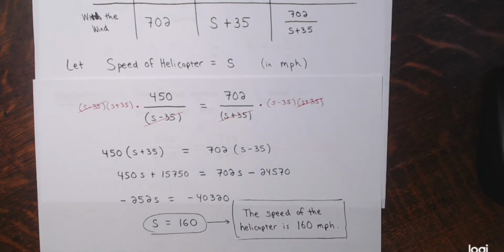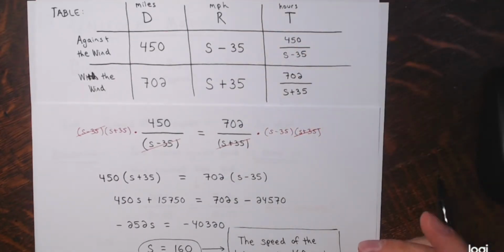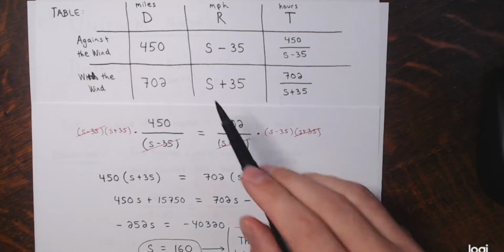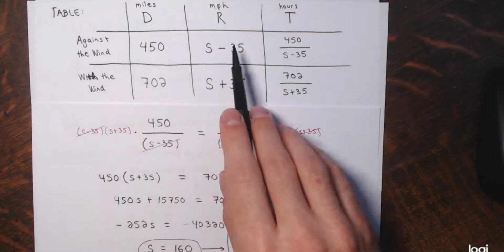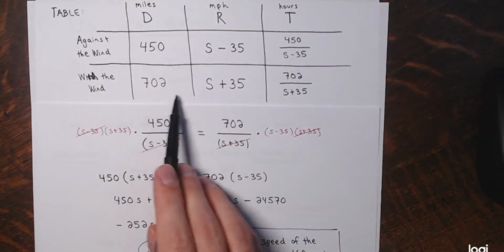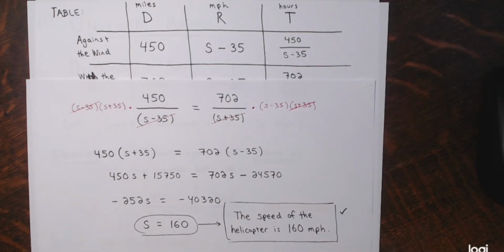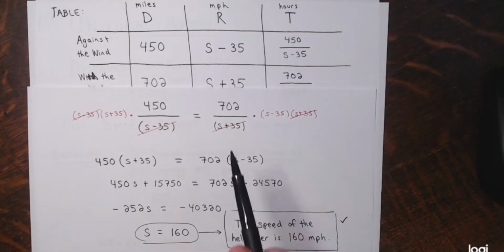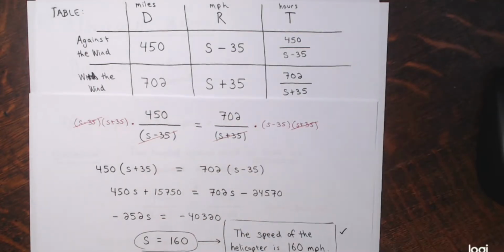And then you can even go back and check in the chart here. Just replace S with 160 and see, is the distance equal to the rate times the time that you get, and do it for both rows, and it should be good, right? I know I did everything correctly here, but check it out yourself. Go back to your table, replace all the S's with 160, and see if the distance is in fact equal to the rate times the time.